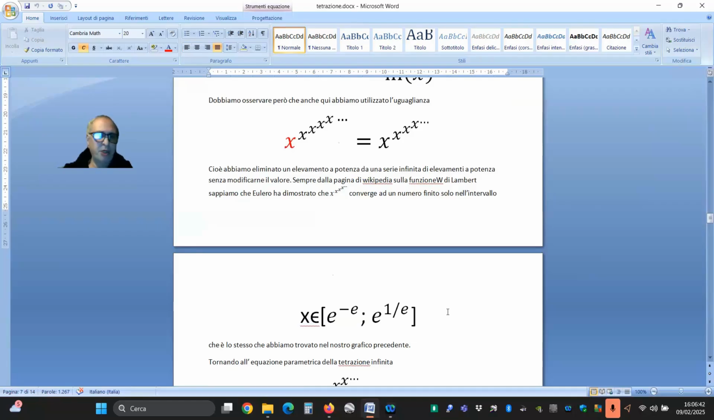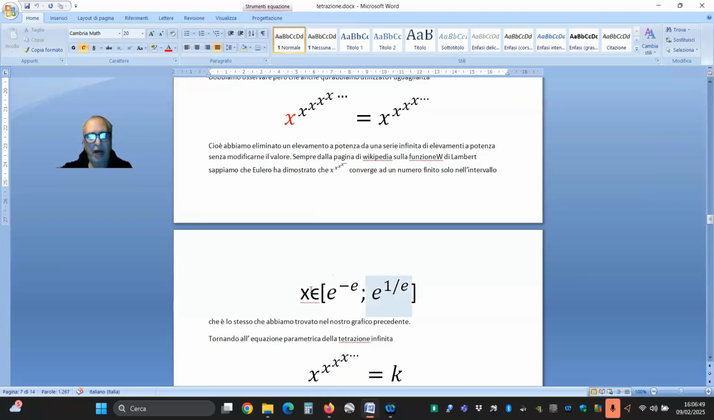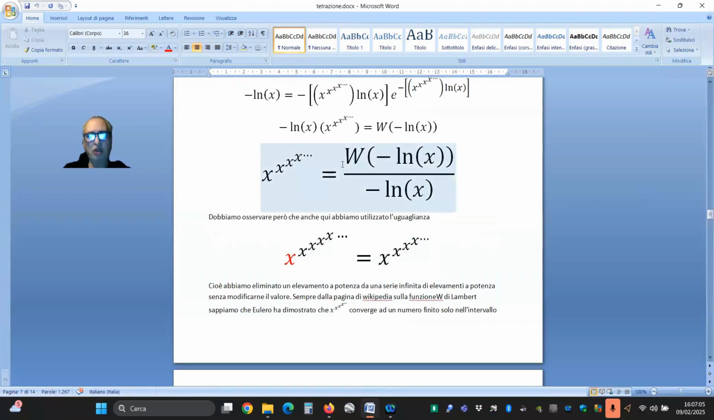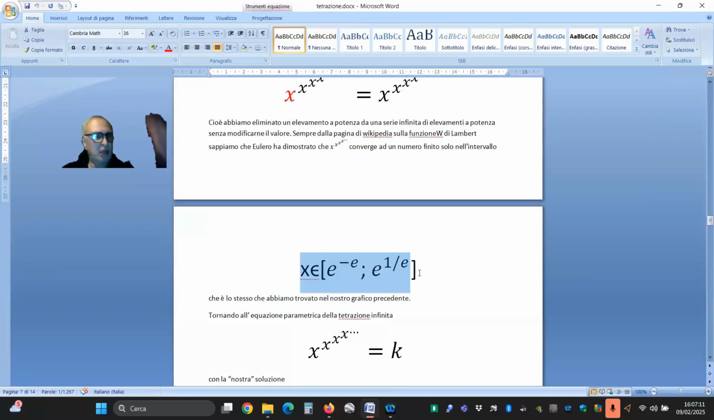But none other than Euler comes to our aid, and Euler proved that infinite tetration is convergent, and it is convergent in the exact interval we found previously. We found it graphically in a clearly very approximate and imprecise way. But knowing that the solution would have been this, it wasn't impossible to trace back to this interval identified by none other than Euler, one of the greatest mathematicians in history.